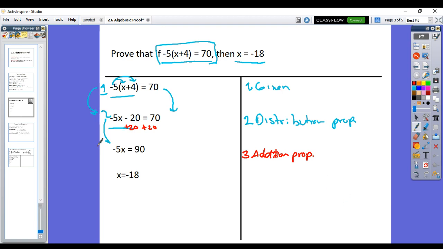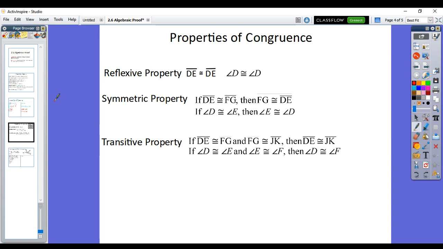In our last step, what did they do from step 3 to step 4? Well, they divided both sides by negative 5. If we divide both sides by negative 5, that's called the division property. So that's what proofs are. You're just labeling the steps of what's going on from the previous part to the next part. That's what we're doing.